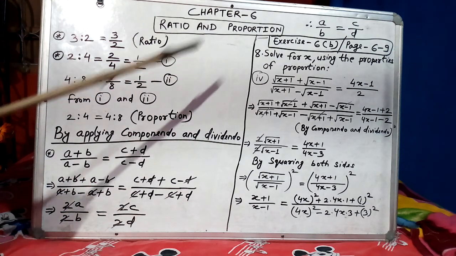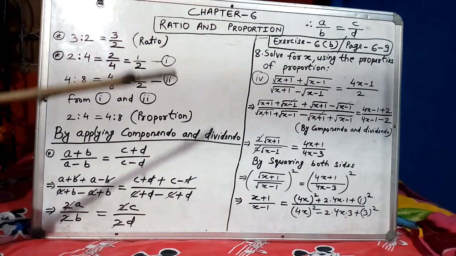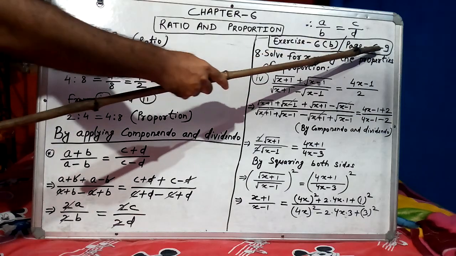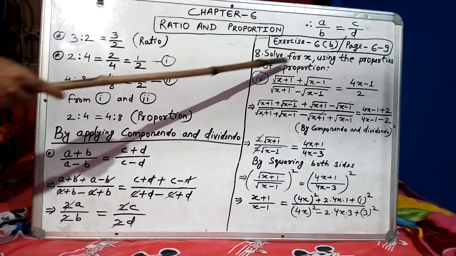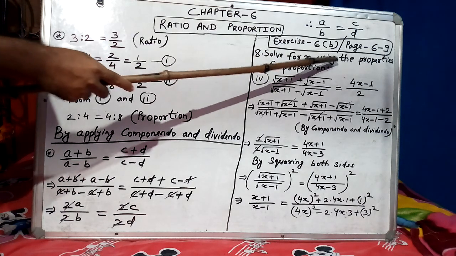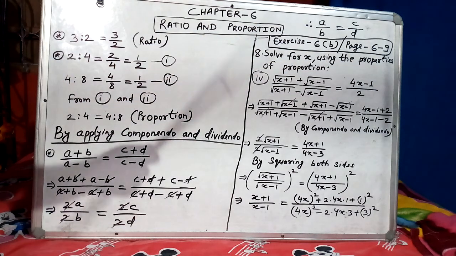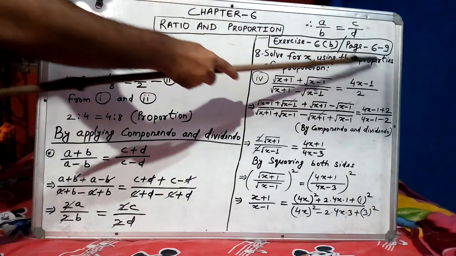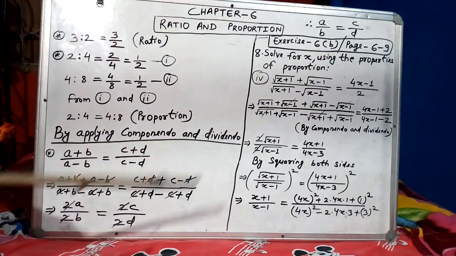So let us solve one question using this property, componendo and dividendo. Very interesting, children. It is exercise 6b, page number 69, question number 8. The question is: solve for x. Solve for x means find the value of x, but you have to use the properties of proportion. The property in this question means componendo and dividendo. Directly they did not write componendo dividendo, but they wrote properties. So the name of the property is componendo and dividendo. Now how to apply?